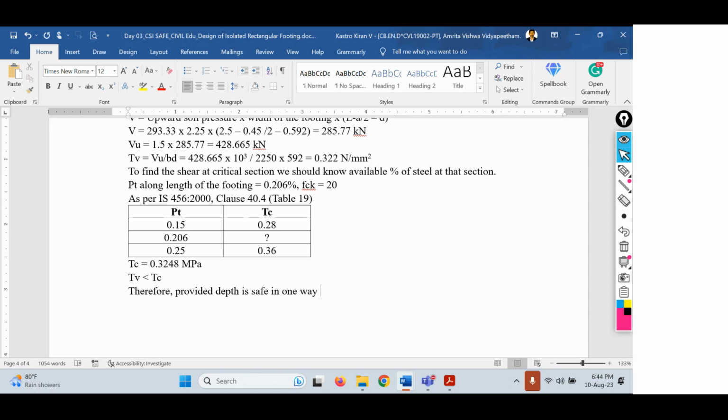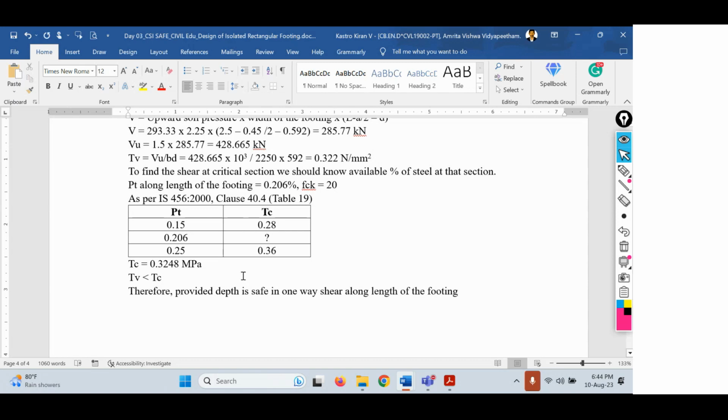So what is the provided depth? The overall depth that we have provided is 650 mm. So that is actually safe in shear criteria also, especially along one-way shear criteria along the length of the footing. We still have to satisfy the width of the footing also. Both conditions have to be satisfied. Only then we can say the adopted depth is safe. So the provided depth is safe in one-way shear along the length of the footing.